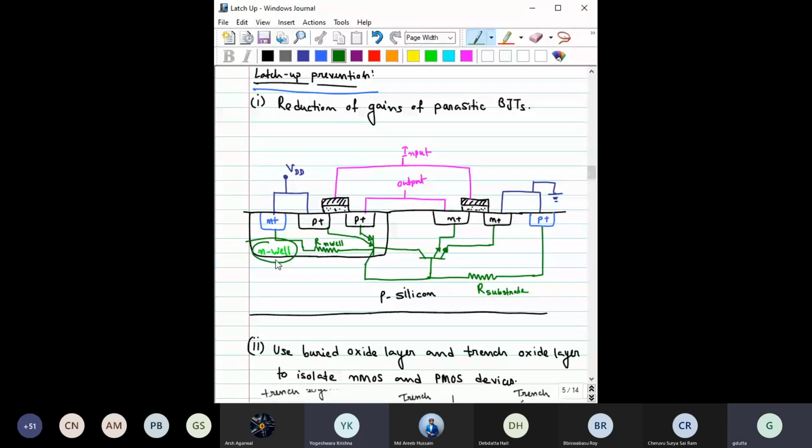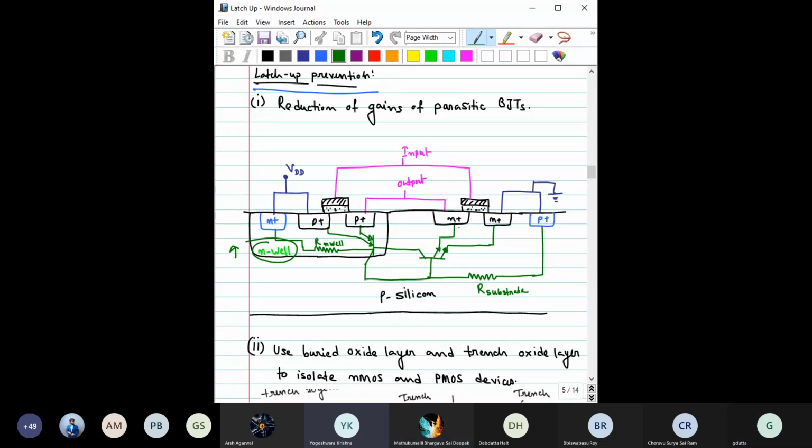There are a couple of other ways. One is this by reducing the, increasing the doping of this. Could you please check, is it still? Sorry. Those who are online, can you still see my screen? Can you still see my screen? Yes, sir. Okay, thank you.